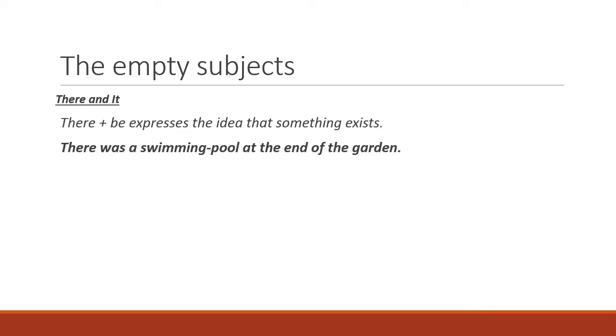But sometimes, we also have subjects which are not nouns, because we have understood that generally the subject place is taken up by the noun phrase, either noun or pronoun. But sometimes we have some words which act like a subject, and they're called empty subjects, like there and it. Now there expresses the idea that something exists. There was a swimming pool at the end of the garden. So here we find that there is something existing. A swimming pool exists. Okay, so there conveys an idea that something exists.